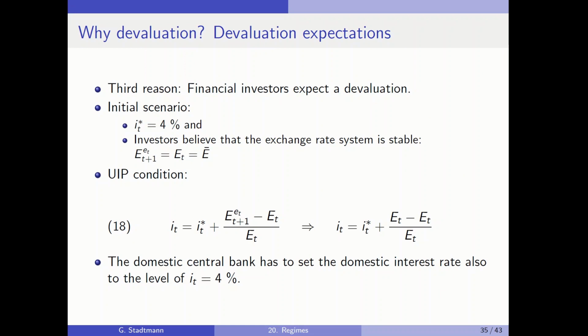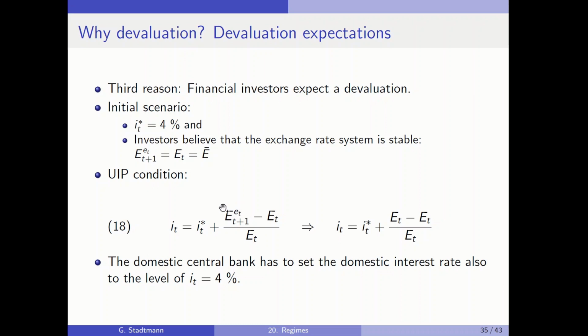A third reason why a devaluation can take place is that the financial investors expect a devaluation. Let's go through this reason and assume that in the initial scenario, the foreign interest rate is fixed at the level of 4%. And also the investors believe that the exchange rate system is stable. So in period T, the expectations are that the exchange rate is stable, the exchange rate is equal to the fixed exchange rate.